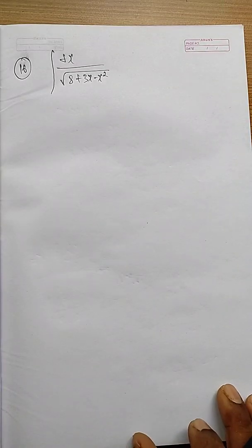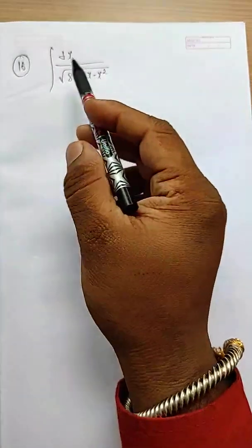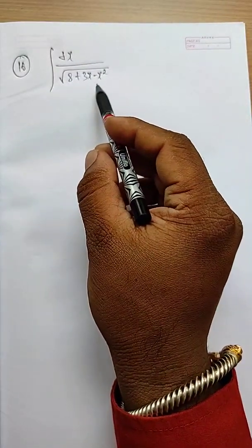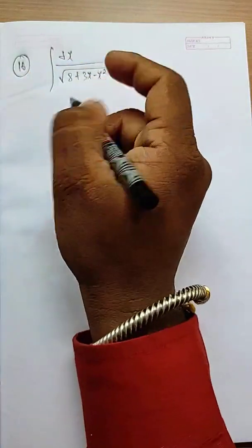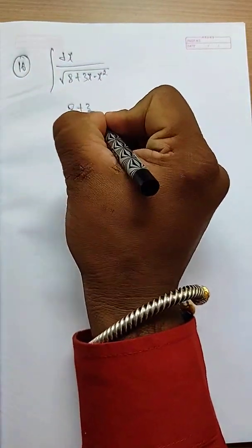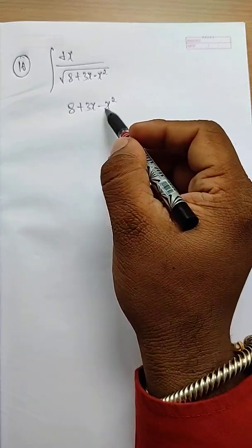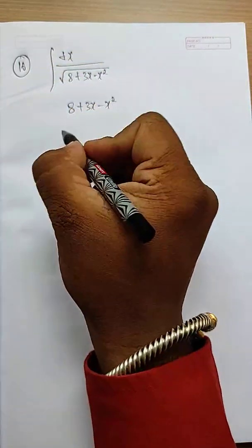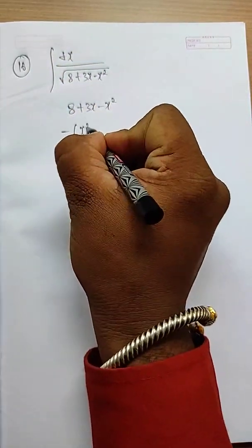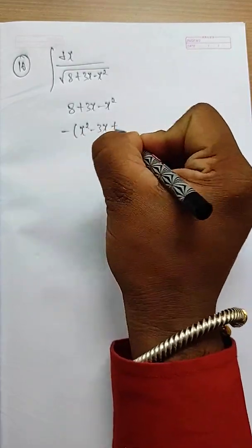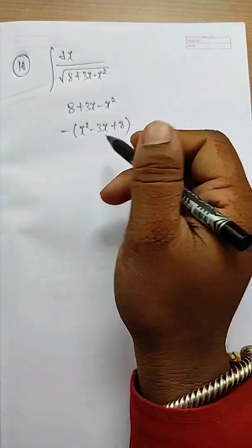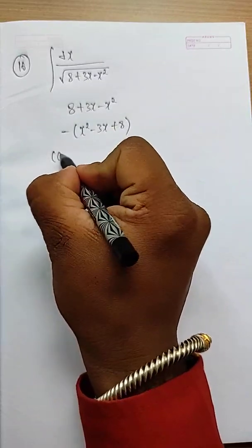Okay students, now we will go for the next problem. The next problem is integration of dx by root of 8 plus 3x minus x square. Now take this quadratic, 8 plus 3x minus x square. Here x square coefficient is a minus, take the minus as a common. If you take the minus as a common, x square minus 3x plus 8. Is it clear? Since there is a minus in the middle, you want to apply the a minus b whole square formula.